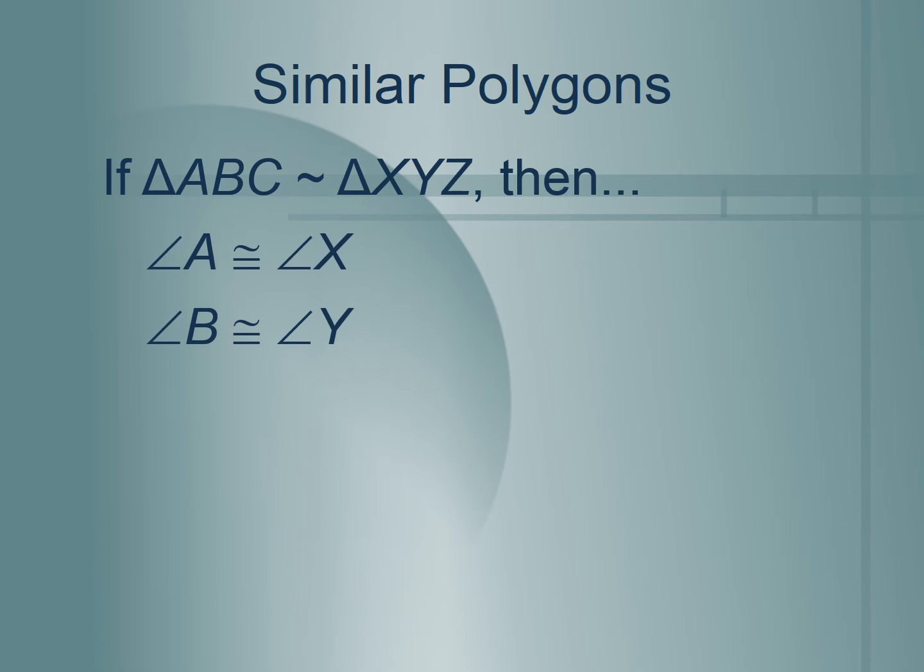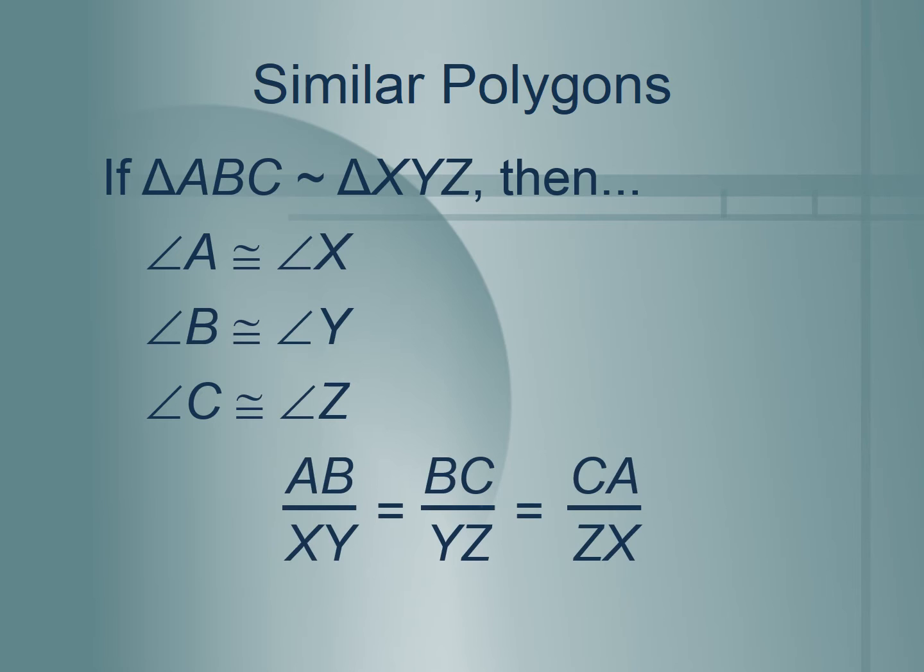So likewise, B is congruent to Y and C is congruent to Z. And then remember, we also said that the sides are proportional. And proportion, remember, is a statement in between two ratios. So the ratio of AB to XY, so AB over XY, has to be equal to the ratio of BC to YZ, which I wrote BC over YZ, which has to be equal to the ratio of CA to ZX.